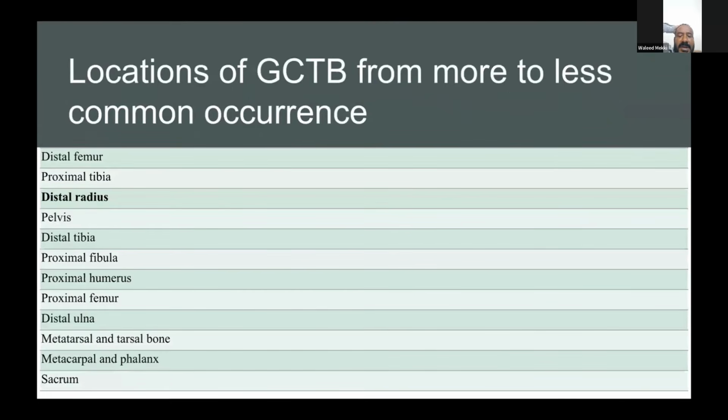Of the common locations, from the most common to the less common, we have the proximal femur, the distal femur, the proximal tibia, and the distal radius, which is our case of today. It can also occur in other parts of the long bones, and in the sacrum, and rarely in the skull, the ribs and the scapula, and in the small phalanges of the fingers.